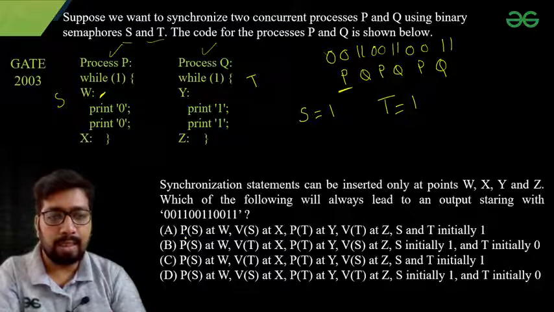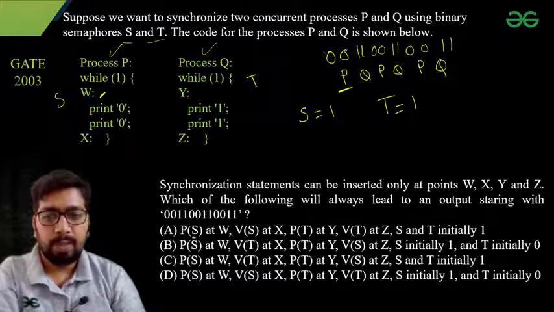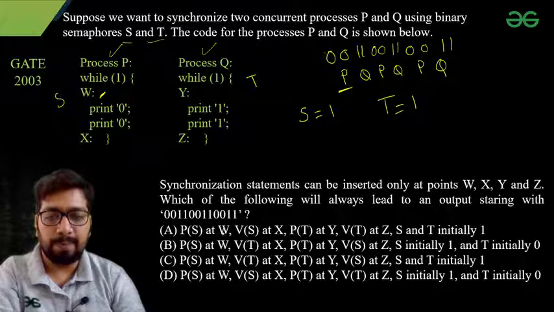So let's read the options A, B, C, D. So what are the options? P performs the W.